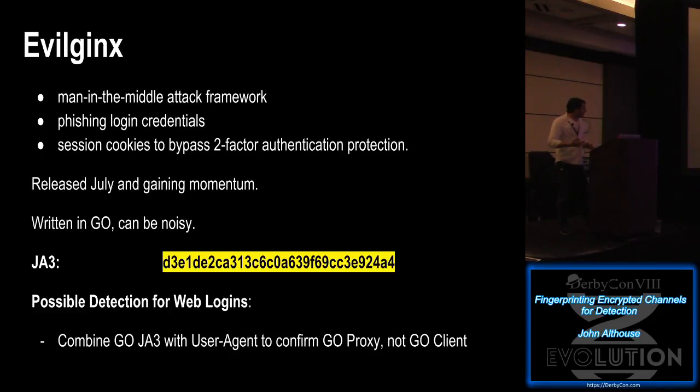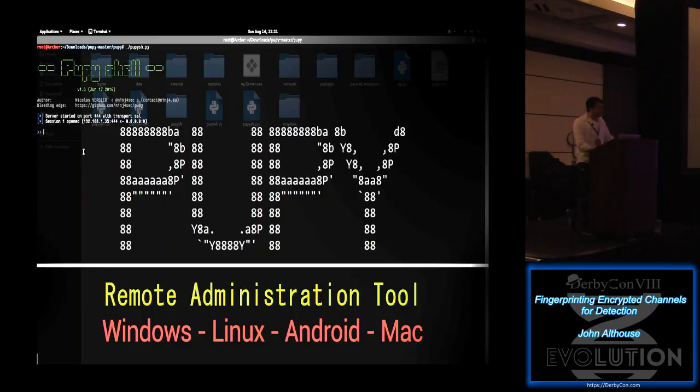What you could do is look for the JA3 of the Go client, but then also compare that to the user agent. If the user agent is Chrome and the JA3 is a Go client, then you can kind of assume that there's a Go proxy in between, potentially a malicious Go proxy in between. So you can still do detection there.